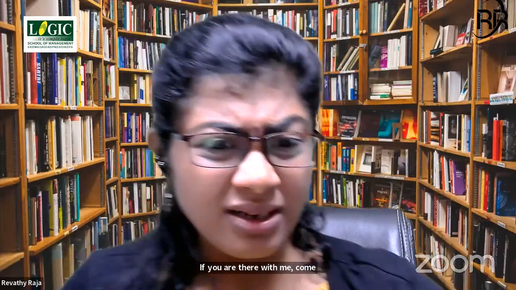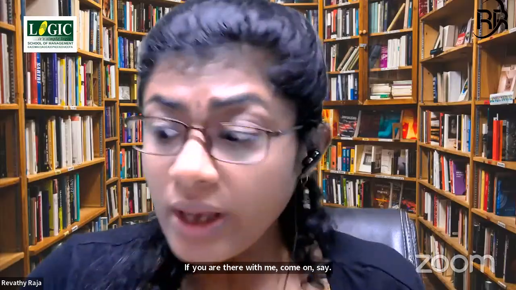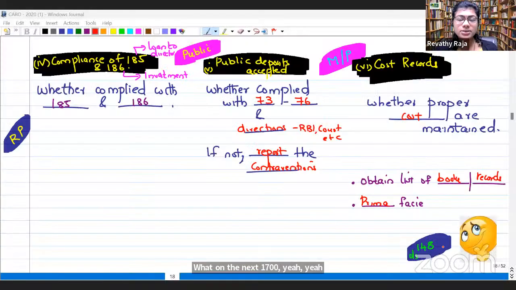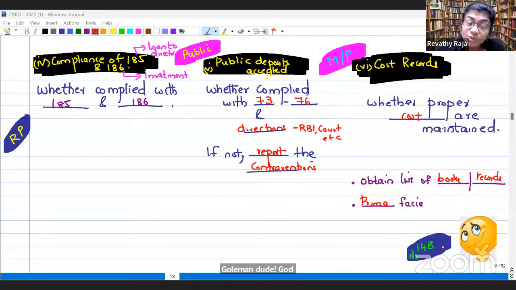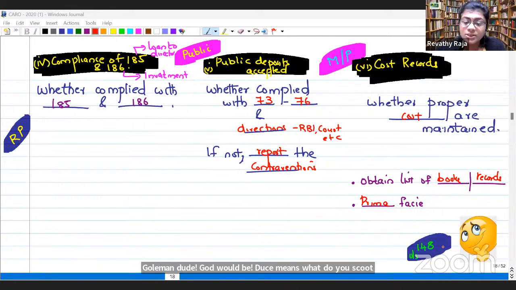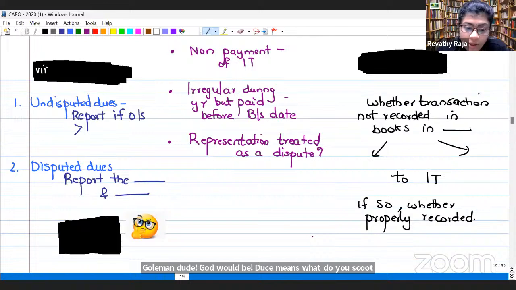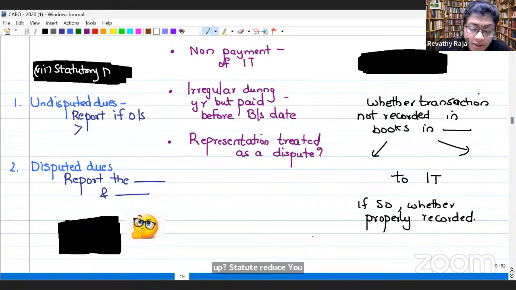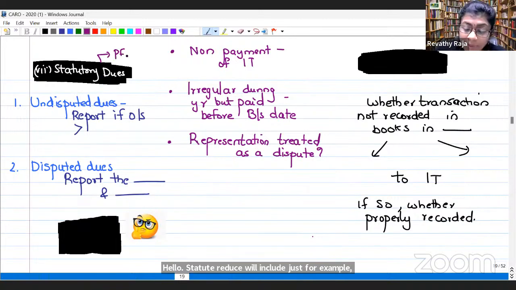What was the next one? 7? Yeah. It is 7. Careful, very careful. Government dues. Dues means what dues? Statutory dues. Statutory dues will include, just for example, PF, ESI, GST, income tax, all those things will come.